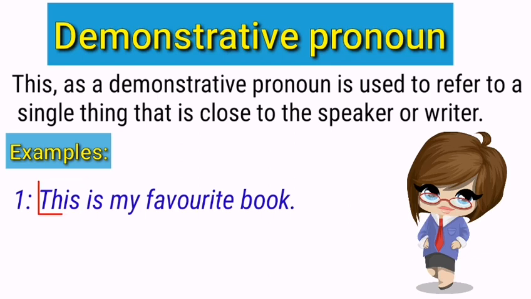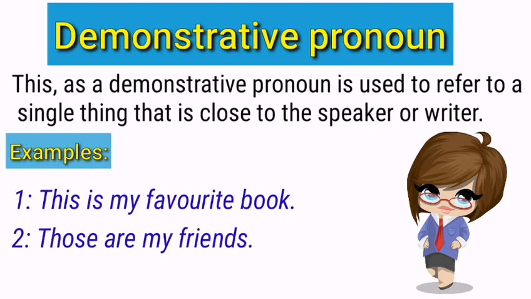The next example: Those are my friends. Just look at this example, the demonstrative pronoun is, those, and it is used to point to a plural noun, my friends. And basically, it is a demonstrative pronoun because after this word comes a verb directly. Especially, it is a demonstrative pronoun because it demonstrates a plural noun which is far away from the speaker.